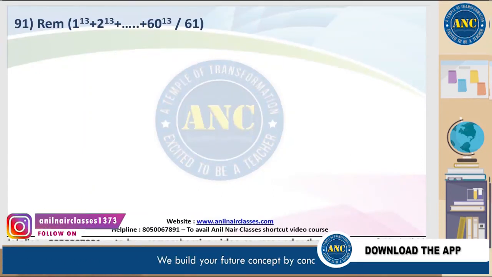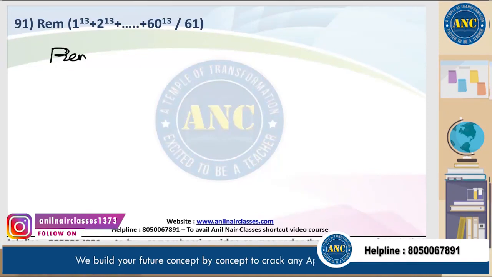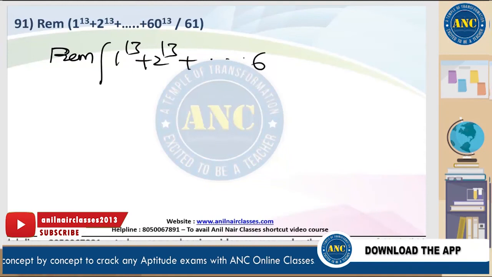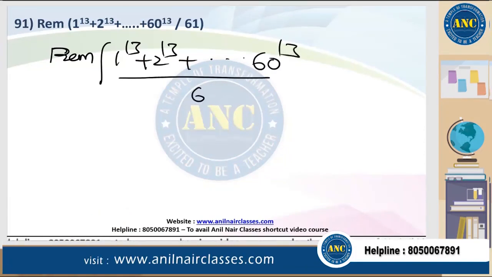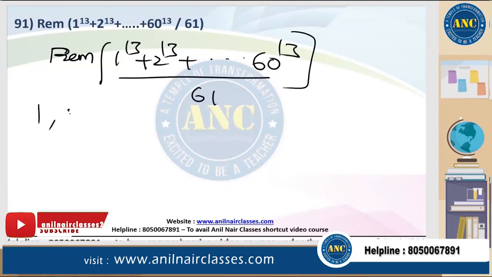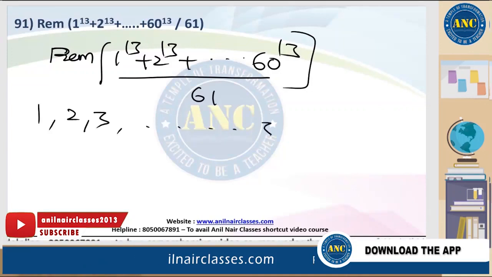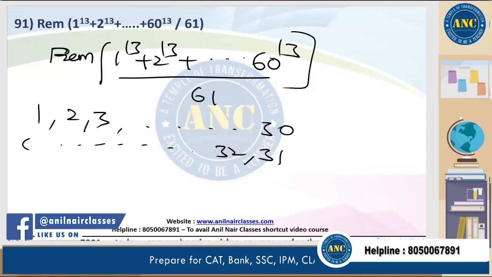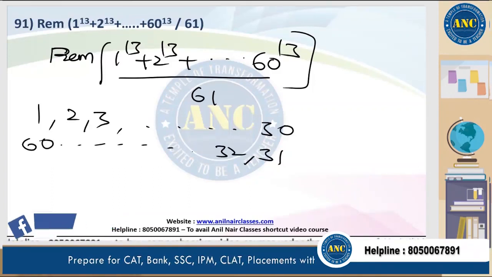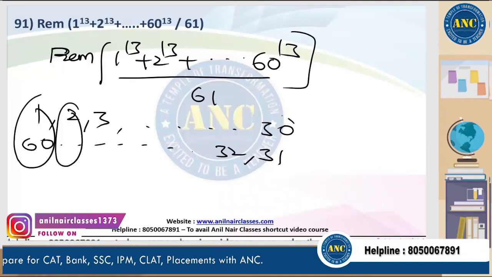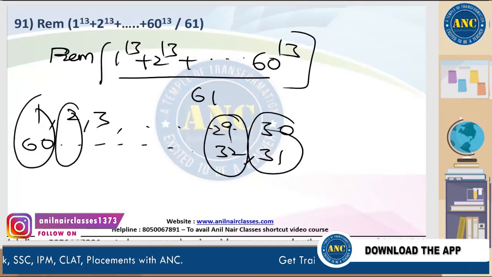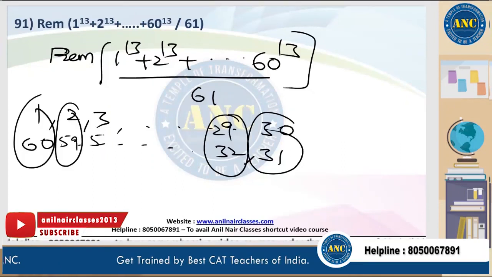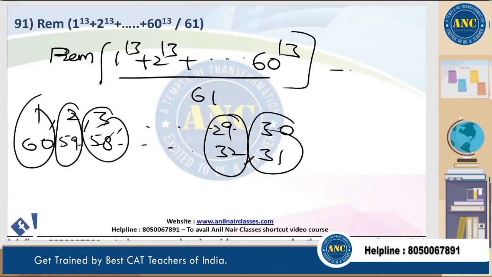Now, 91. 1 power 13, 2 power 13 and so on up to 60 power 13 divided by 61. 1, 2, 3 and so on up to 30 I will write like this. 31, 32 and so on up to 60 I will write like this. First and last divisible by 61. All these are divisible by 61. I hope it is clear. All are divisible by 61.